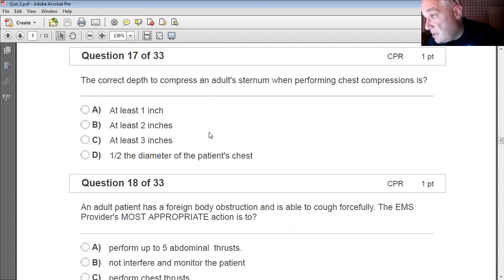Okay, 17, the correct depth to compress an adult sternum. That's their breastbone, the front of their chest over here. When performing chest compressions, the answer is at least 2 inches. Remember, for a child, it's about 2 inches, so you have to watch the wording. And for an infant, it's about 1.5 inches.